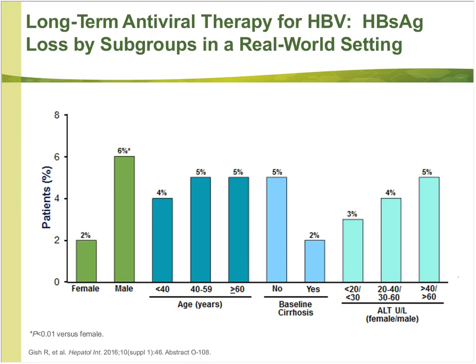Now this is talking again about what groups, the higher the ALT, the higher the chance of S loss. Cirrhotic patients could lose S, but the patients without cirrhosis did better. And interestingly, older age had a slightly higher rate of S loss, and men had a slightly higher rate of S loss.